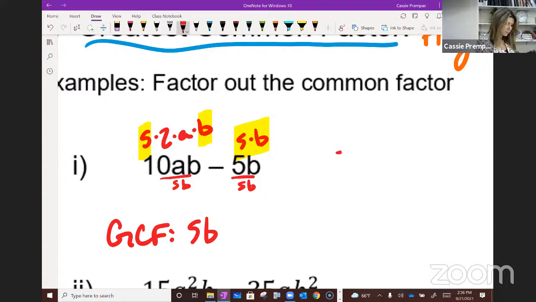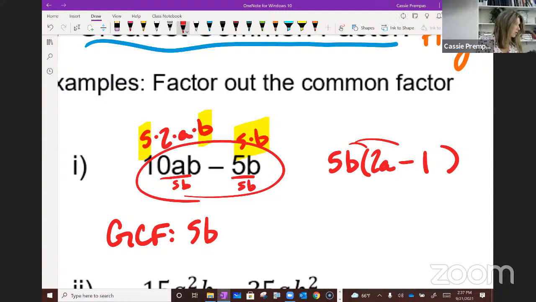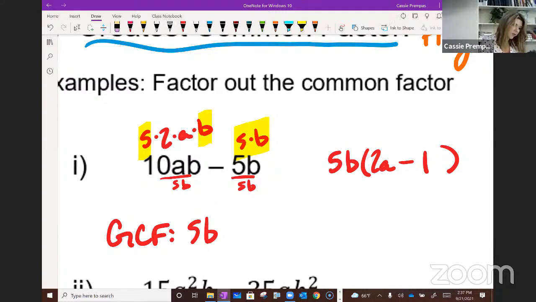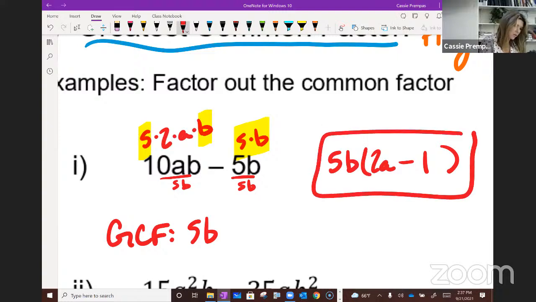Mario? But isn't the 5B negative? So when I factor it out, I will have to represent that there's a minus in the parentheses. That's true. We don't typically factor out a negative unless the first term is negative, then we'll factor it out. But now if I see what's left, there's a 2A in the first. What's 5B divided by itself? Good. So our answer is 5B times quantity 2A minus 1. If I was checking, hey, did I really get it right? I could multiply it back in and see, did I get the original expression? Which we would. So this factored would be 5B times quantity 2A minus 1.